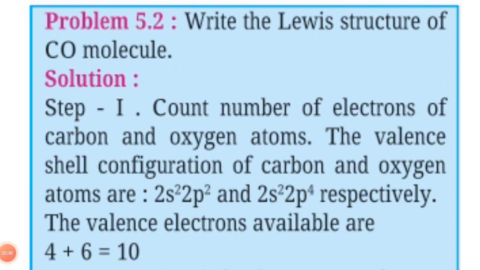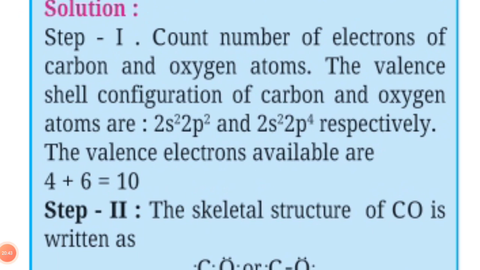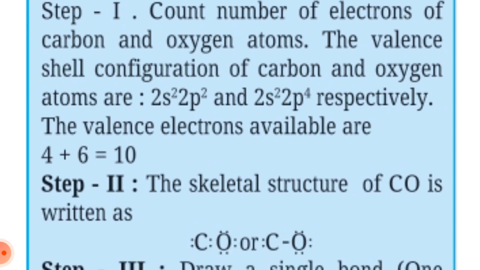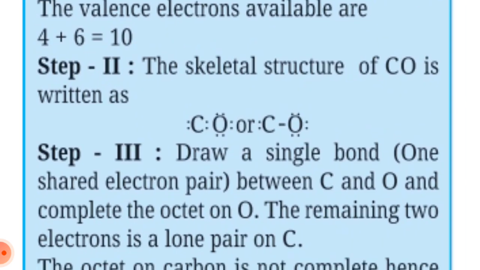Problem 5.2. Write the Lewis structure of carbon monoxide molecule. Solution. Step 1. Count the number of electrons in carbon and oxygen atoms. Valence shell configuration of carbon and oxygen atoms are 2s2, 2p2 and 2s2, 2p4 respectively. The valence electrons available are 4 plus 6 equal to 10.